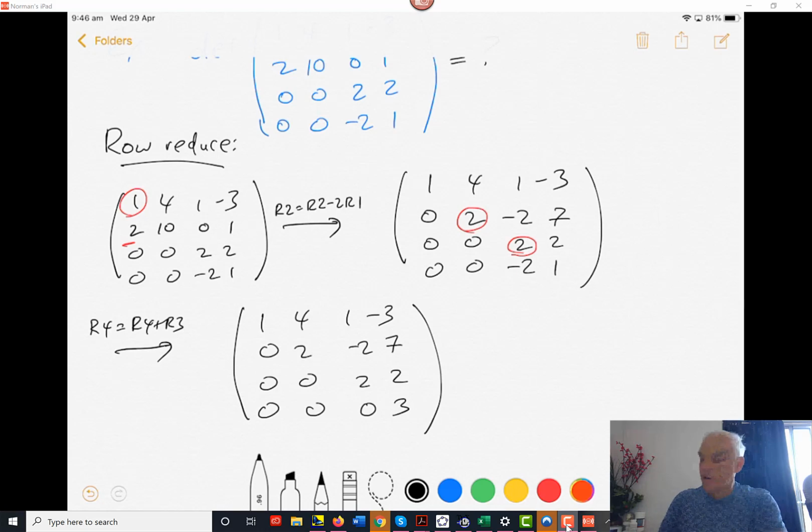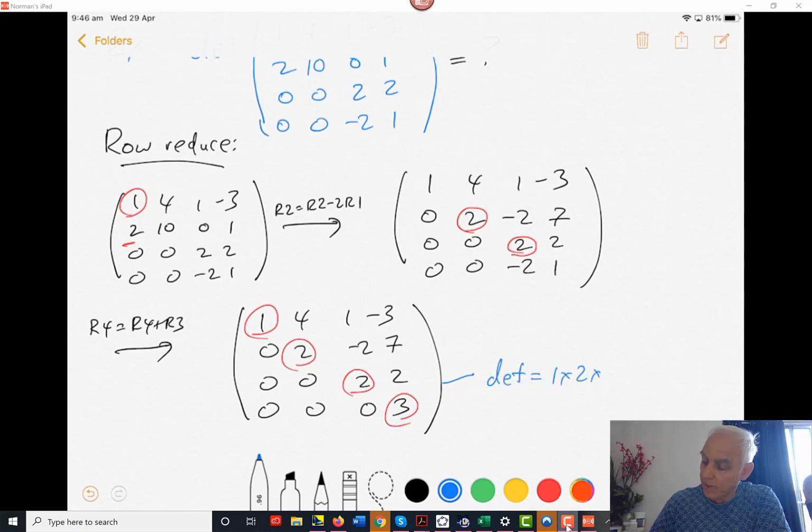So now it's in row echelon form, and we see the leading entries are all down the diagonal. Okay, so the determinant here is equal to the product of the diagonal entries. So the determinant is equal to 1 times 2 times 2 times 3, which is 12.